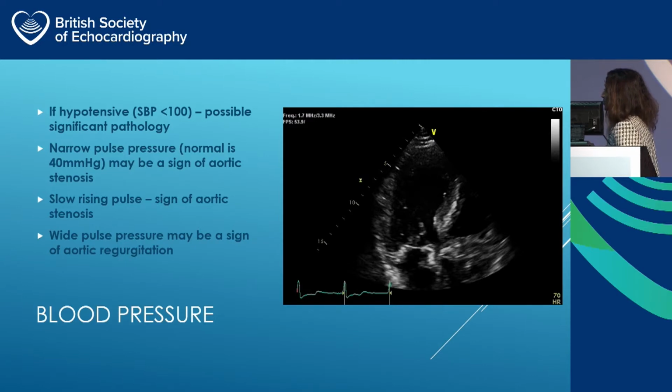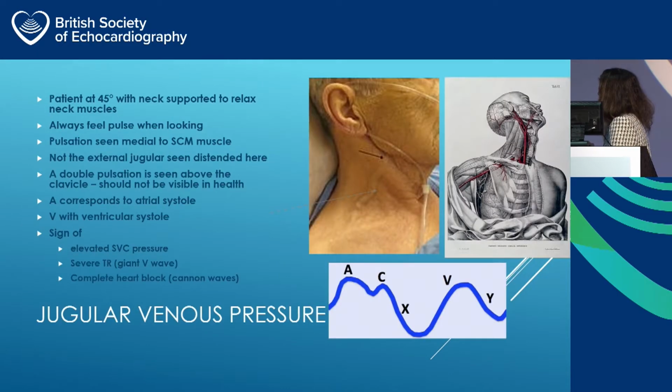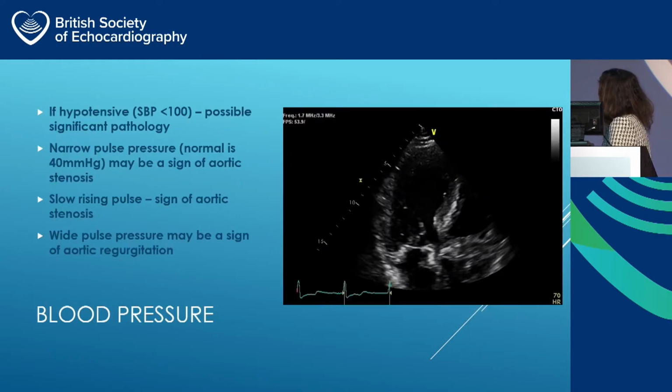A wide pulse pressure might be a sign of aortic regurgitation. It is not the only thing, but this is all about gathering snippets of information to then use when you assess the heart with the echo. Well, that one didn't work. Oh, that was a lovely picture of a really stenosed aortic valve.